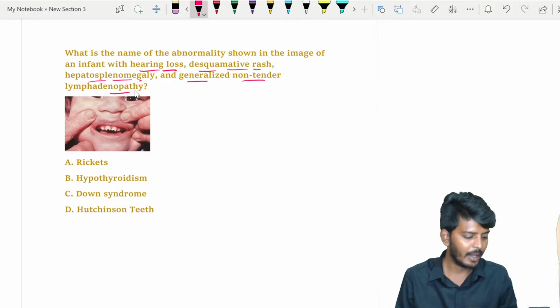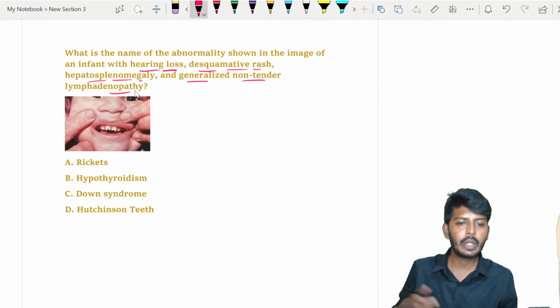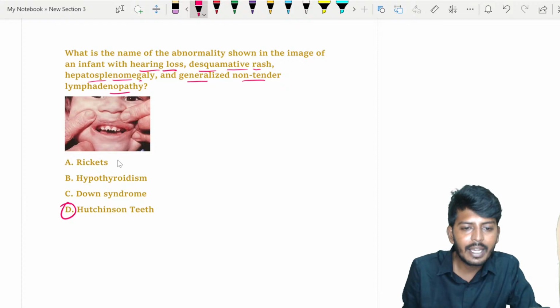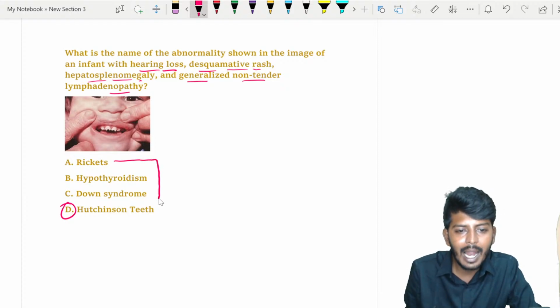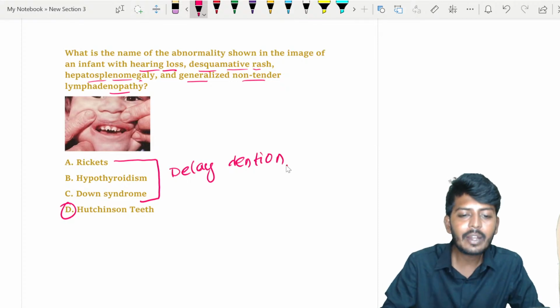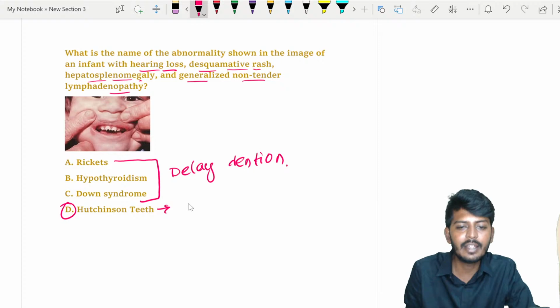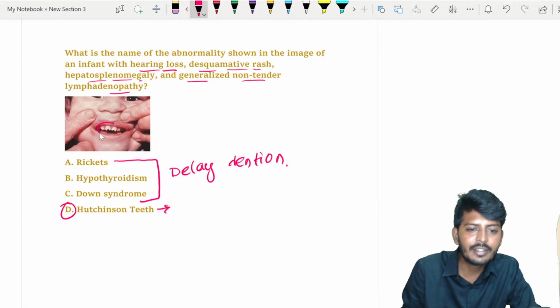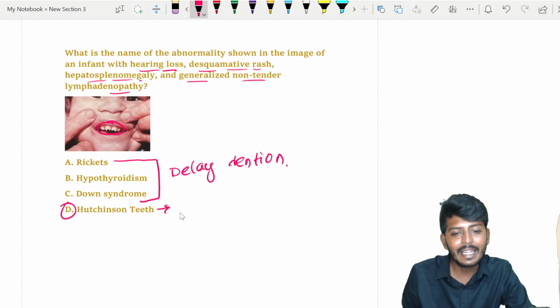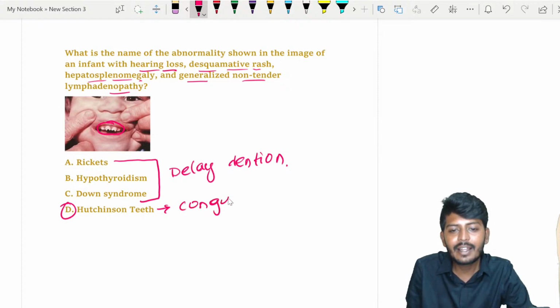So Punit says it is D. Others, come on quickly. Very good. The answer is Hutchinson teeth. Okay, so please listen to me. Rickets, Down syndrome, and hypothyroidism will cause delay of dentition. But Hutchinson teeth are seen like this. Okay, so this is your Hutchinson teeth. These Hutchinson teeth are seen with congenital syphilis.